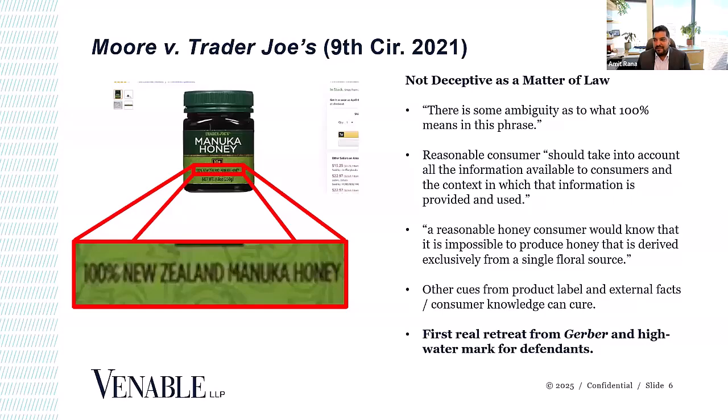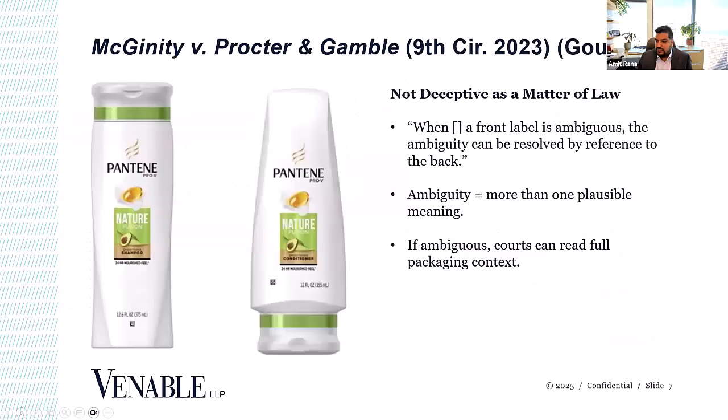So I love it as a defense practitioner. I cite it in a ton of briefs, but it's really stretching the doctrine of what kind of context a reasonable consumer should be expected to understand when making their purchasing decisions. And as Antonia pointed out, kind of a high watermark for defendants because there was this stretching of the context that a reasonable consumer should bring to their purchasing decisions. And that jumps us forward a couple of years to the McGinity case.